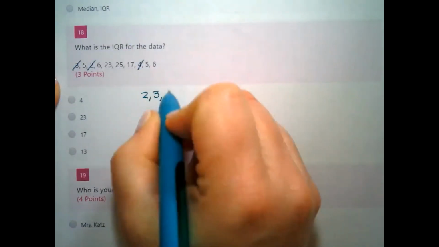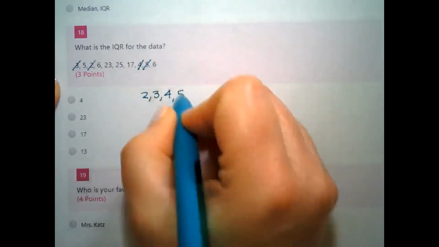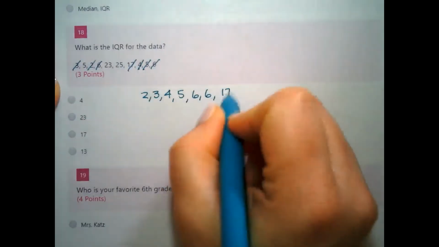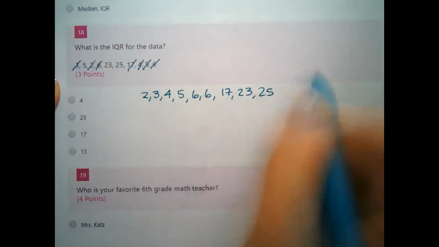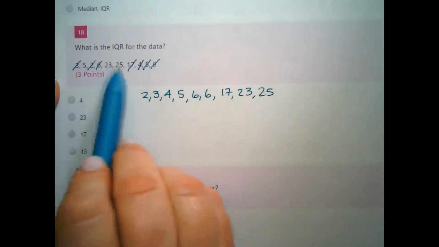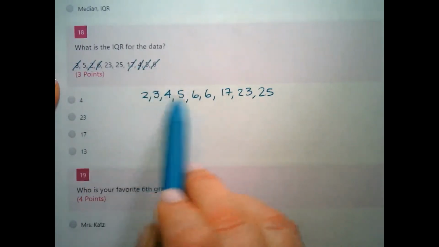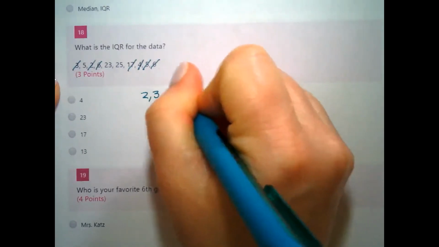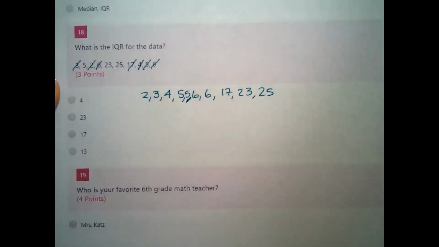Now we need the IQR for an actual set of data. So before we can compute that, I need to put this data in order from least to greatest. So we're going to take the 2, and it looks like 3, 4, 5, 2 6s, a 17, a 23, and a 25. And we'll just do a quick double check. 1, 2, 3, 4, 5, 6, 7, 8, 9, 10. 1, 2, 3, 4, 5, 6, 7, 8, 9. See, I'm missing one. There's an extra 5 that I missed down here. So now I've been able to find all that data, and I didn't make a mistake.